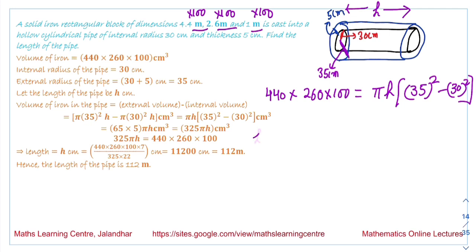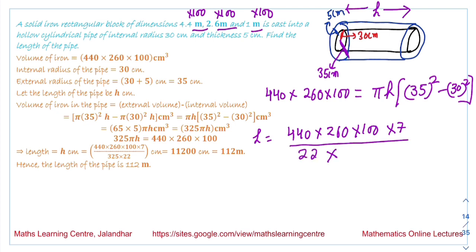So the value of h that we will obtain is equal to 440 into 260 into 100 into 7 upon 22 into, when we solve this, 35 minus 30 into 35 plus 30, and these values come out to be 5 into 65. So on solving, when we divide these two numbers, we get 20 over here. So 5 4s are 20.